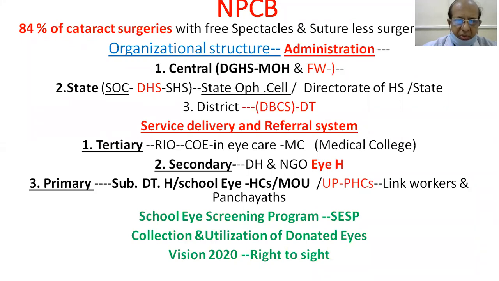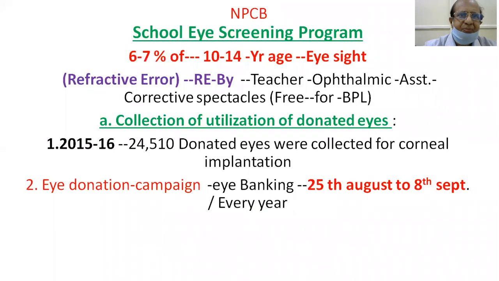Vision 2020 Right to Sight we will discuss. School eye screening program: 6 to 7% of the 10 to 14 years age group have eyesight problems. Refractive error should be identified by the teacher in the class, then referred to the ophthalmic assistant for corrective spectacles, free for below poverty line, BPL.